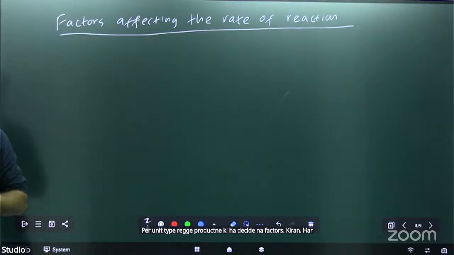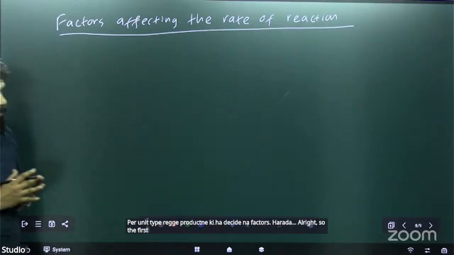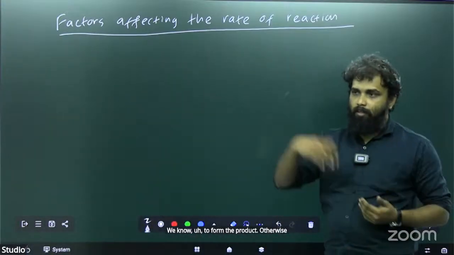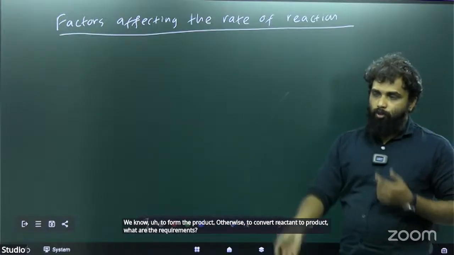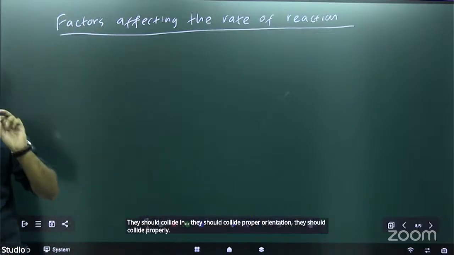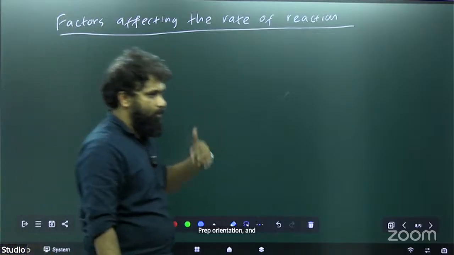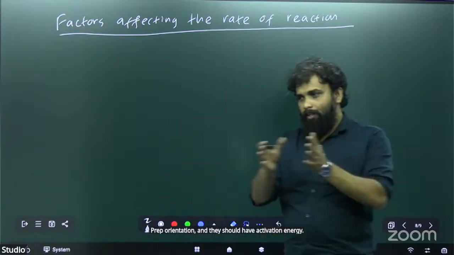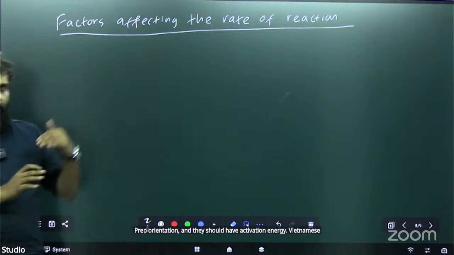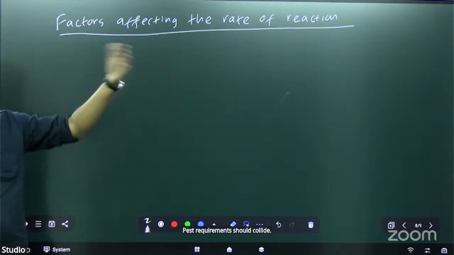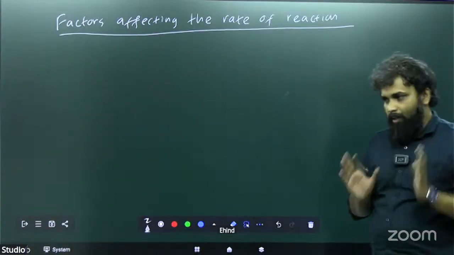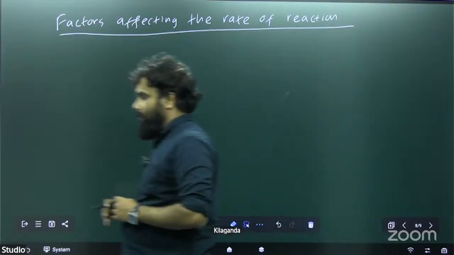First, to form the product, otherwise to convert reactant to product, what are the requirements? They should collide with proper orientation, and they should have activation energy. The first requirement, colliding, is already included in the second, so we don't need to specify it separately. We can combine these two and say properly collide.